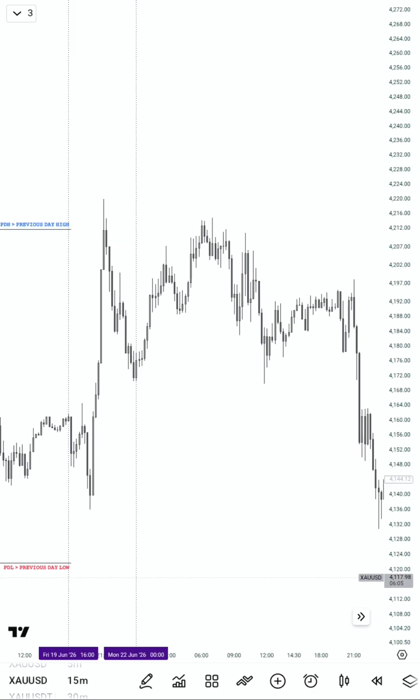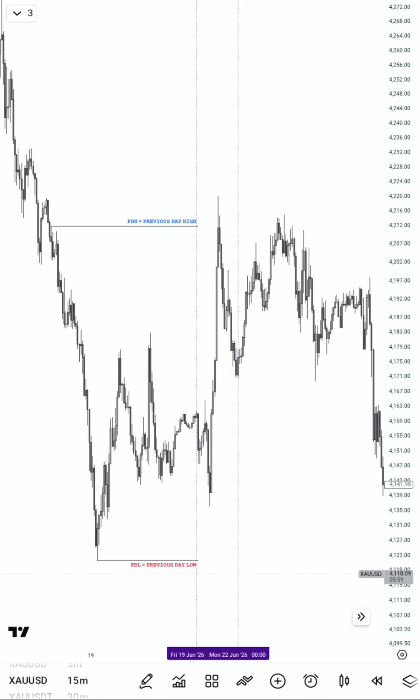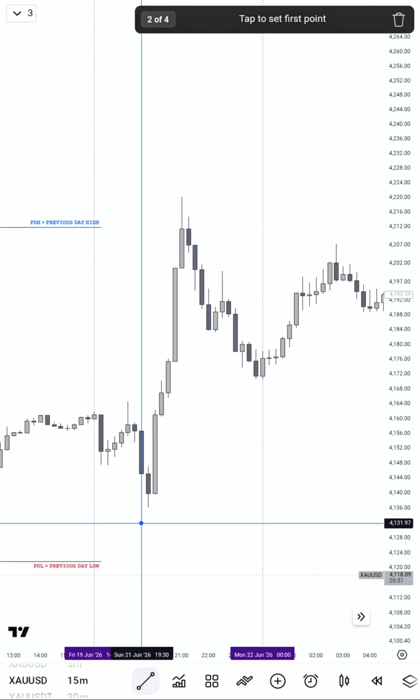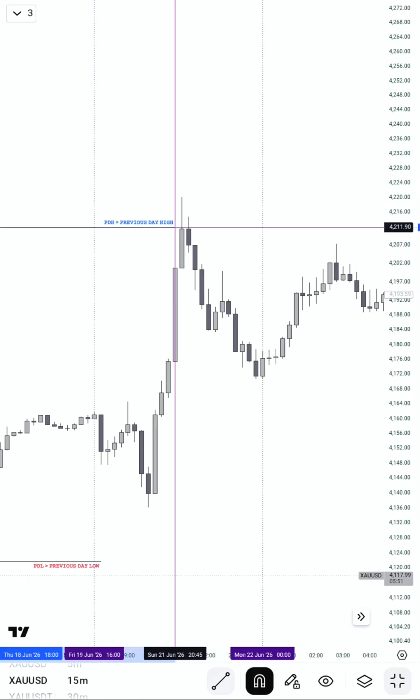So as you can see, this current price market is manipulation, accumulation, then distribution. Why is that? Because as you can see, this Asia session travels to the upside and took out previous day high. So you can see like this.